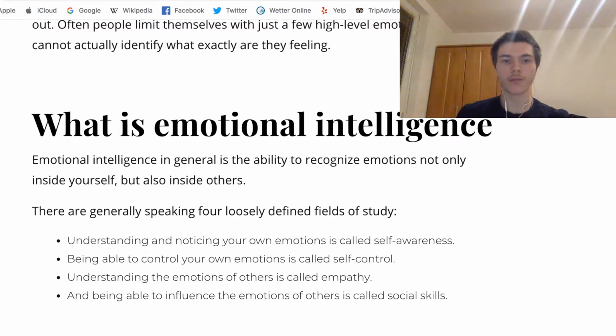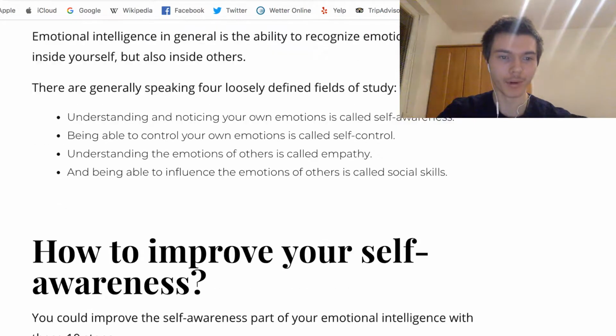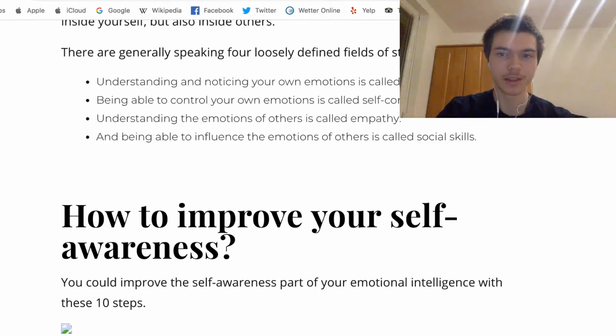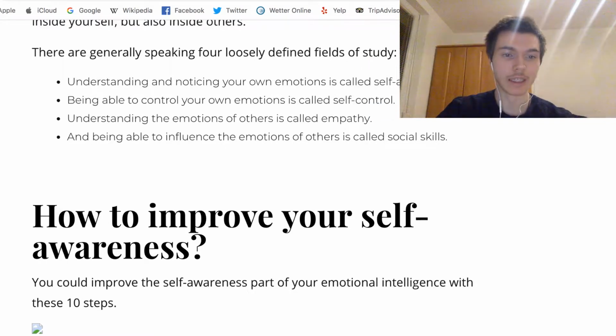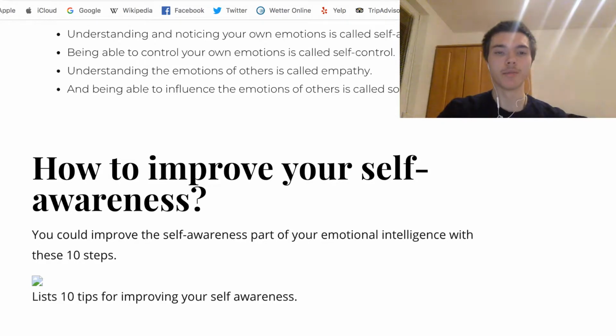There are, generally speaking, 4 loosely defined fields of study. Understanding and noticing your own emotions is called self-awareness. Being able to control your own emotions is called self-control. And understanding the emotions of others is called empathy. And being able to influence the emotions of others is called social skills, which is a pretty broad term from my point of view. Do you see this? Yes. I'm sorry if I have to check if you see everything correctly, because I don't know where my cam is, unfortunately.